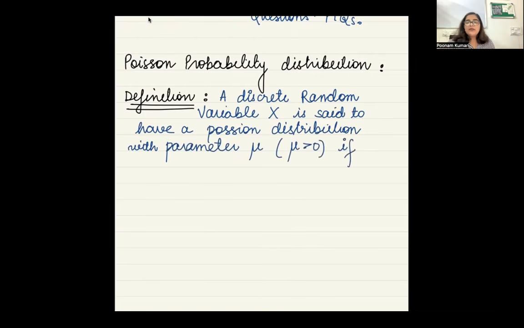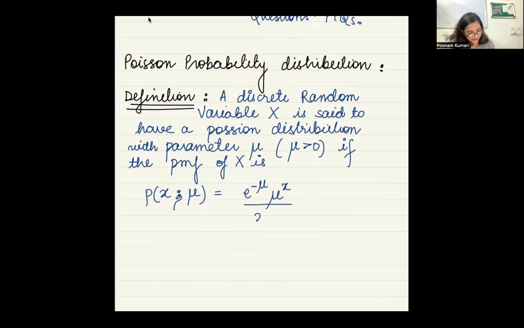If this is the PMF of the random variable, if the PMF of x, which is the probability mass function of x, is the following. तो अगर कोई एक डिस्ट्रीब्यूशन है जिसका PMF is given by whatever formula that I'm about to write, then that particular random variable is called a Poisson probability distribution or a Poisson random variable. Okay. So what is that probability? Probability of X with parameter value mu is nothing but e raised to the power minus mu, mu raised to the power X divided by X factorial.